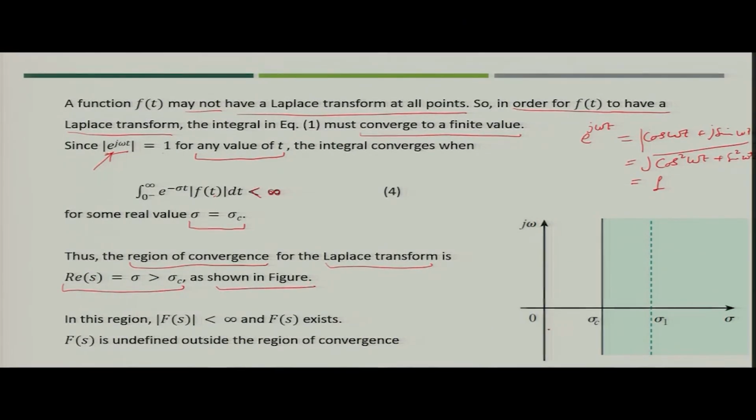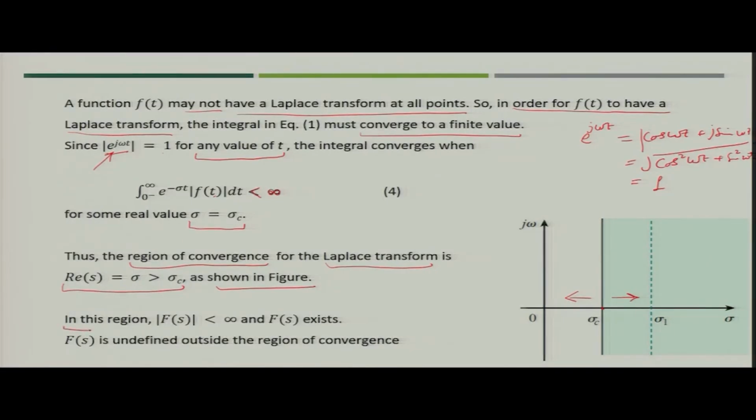If you see this particular condition in the complex plane, sigma varies on the x axis and j omega is on the y axis. So, sigma c is your condition, which is the boundary line. For the solution of this expression to converge, your sigma should be more than the critical value, that is sigma c. So, on the right side of sigma c, if you have the solution, then you will say that your Laplace transform will exist. For the left side, the solution will not converge, so you will say that your Laplace transform will not exist.